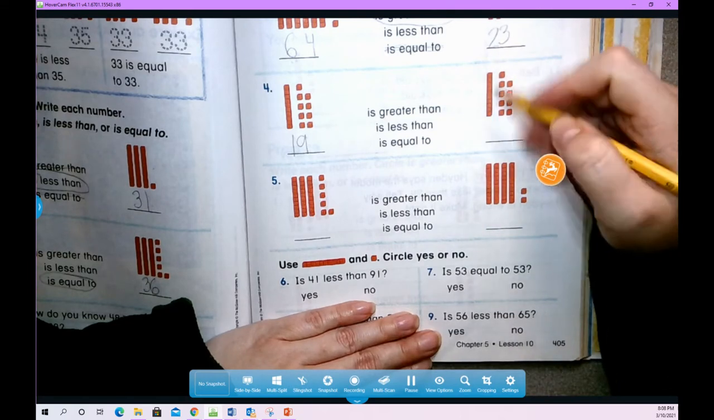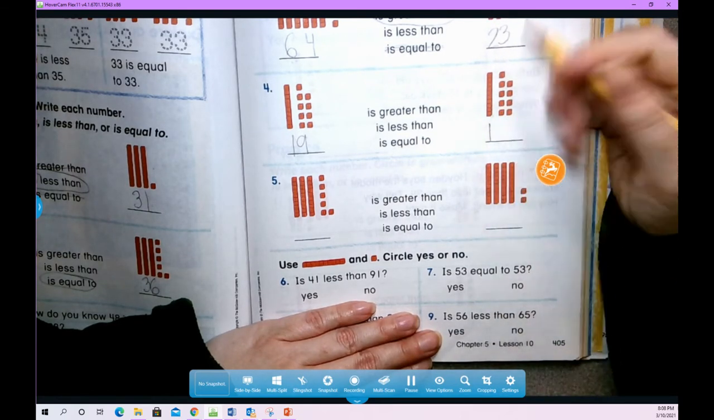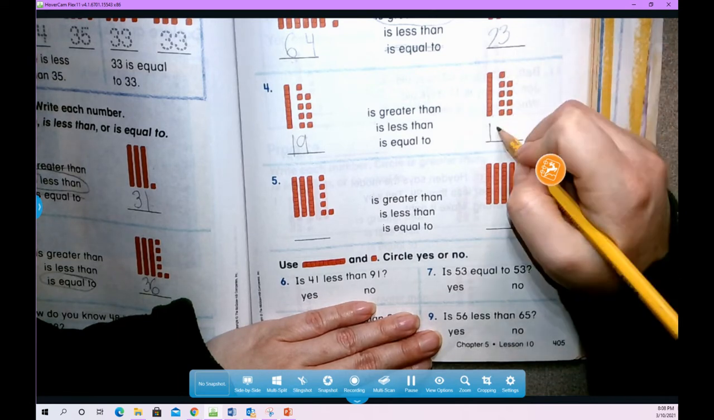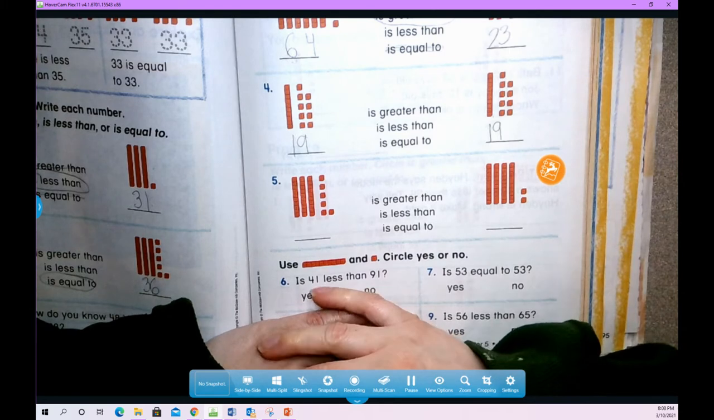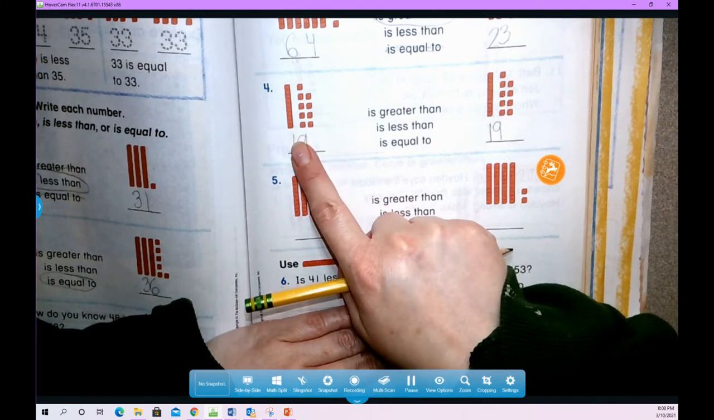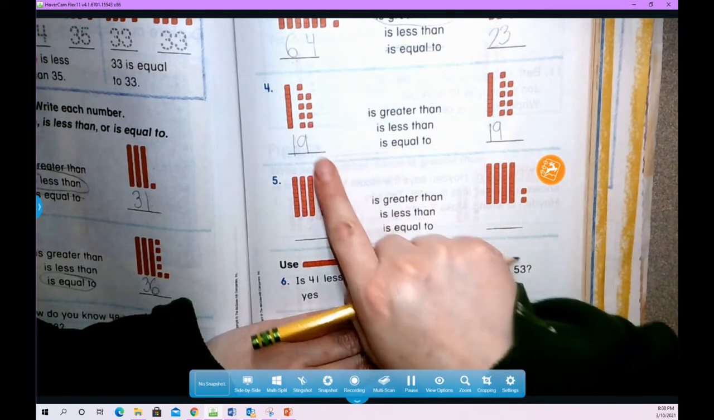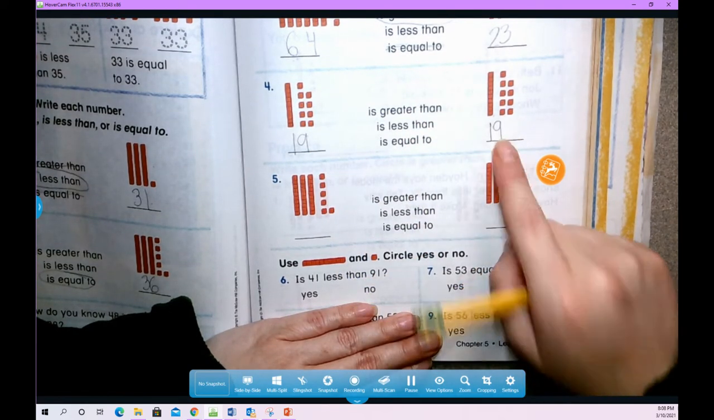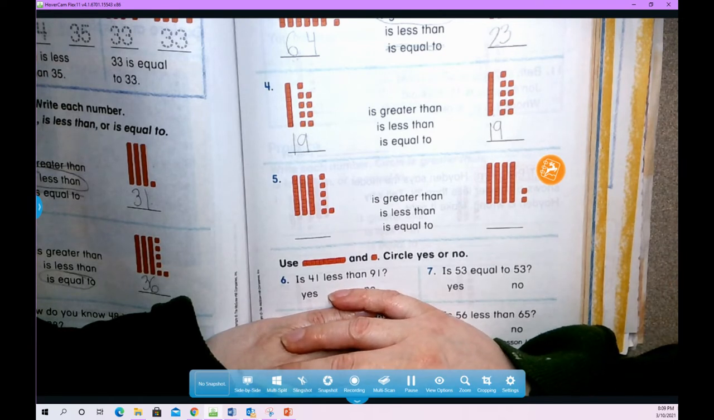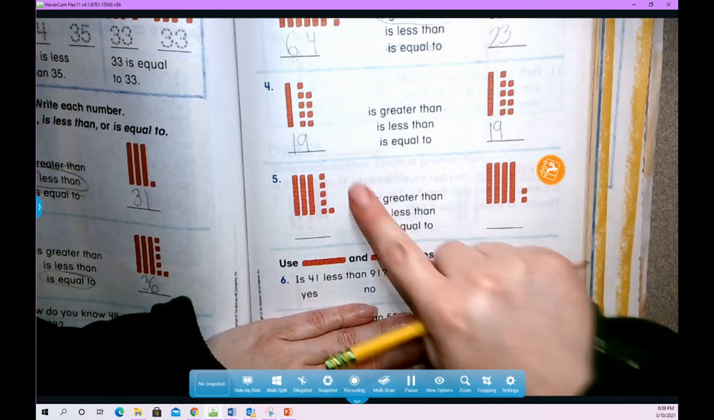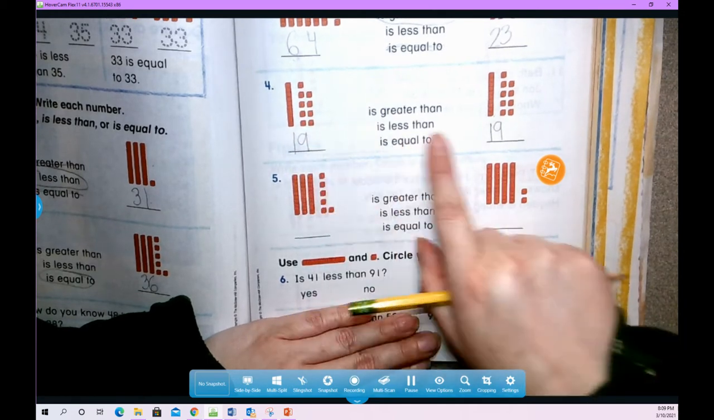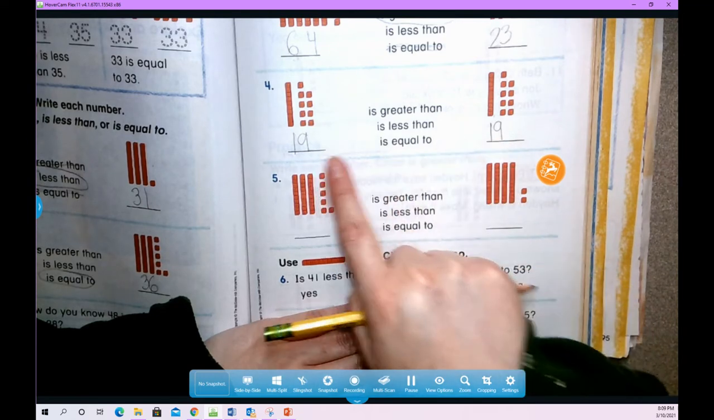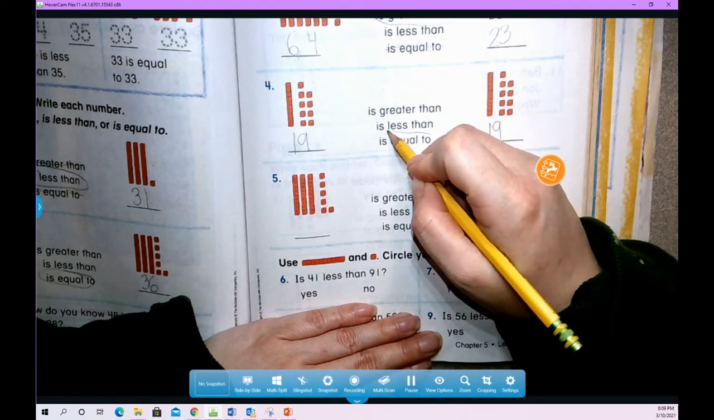Okay, we have 1 ten, and 1, 2, 3, 4, 5, 6, 7, 8, 9, 9 ones. So the number 19 and 19. Is 19 greater than, less than, or equal to 19? They're the same. Look, they have the same number of tens and the same number of ones. This is the same, so it is equal to.